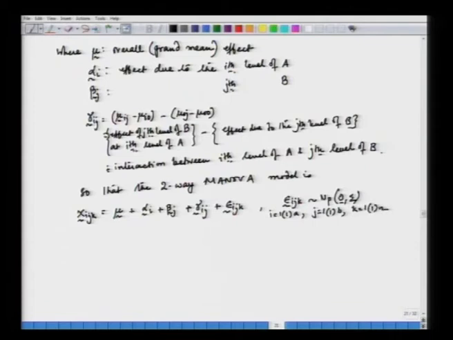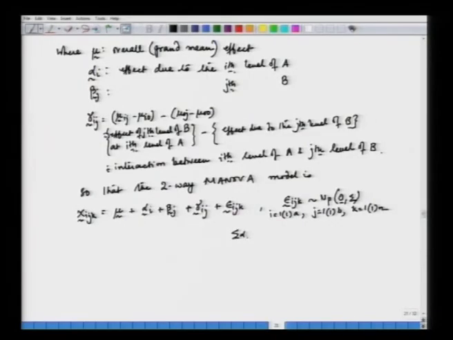And what's more, we also have those constraints, because we have defined this alpha i as nothing but, if you recall, mu i naught minus mu naught naught. Similarly, for beta j and gamma ij also, we had something in the background. All those factors give me some constraints, just like we had in the case of the one-way MANOVA. Here we will have more such constraints.